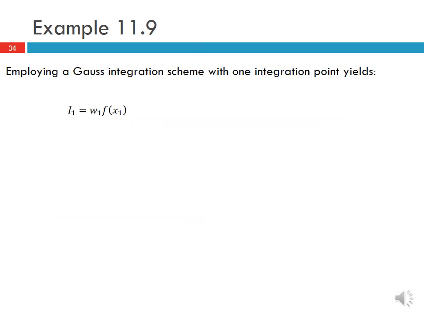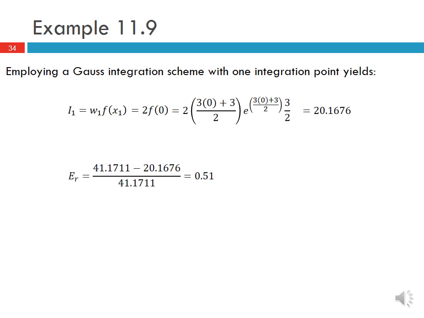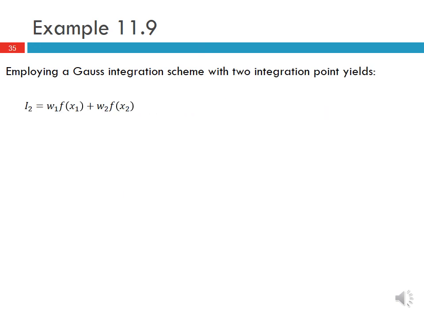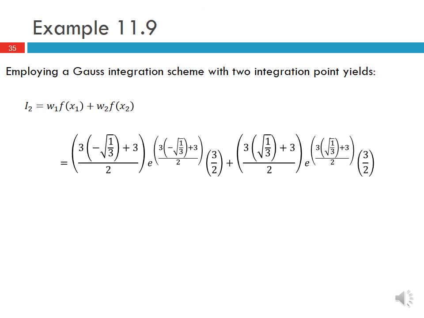Employing the Gauss integration scheme with one integration point, we have w1 f of x1, which is 2 times f of 0. We have to remember to plug 0 into our full function here. So we get 20.1676, and the associated relative error. Using 2 integration points, we just plug in our weights and our integration points. The estimate of the integral is 39.607, and our associated error is 0.038.